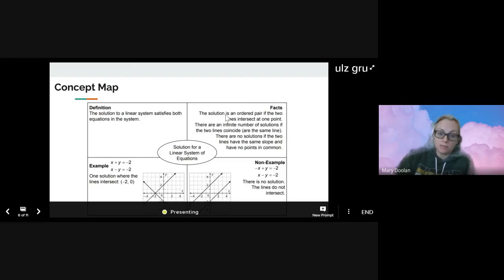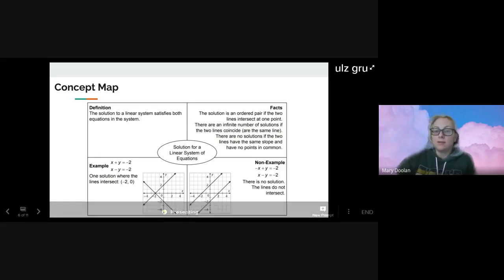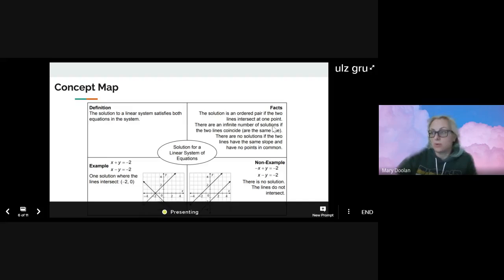Up here, the facts now. The solution is an ordered pair if the two lines intersect at one point, and that's what we've seen here in the example. There are an infinite number of solutions in the case where the two lines coincide, meaning they turn out to be the same exact equation. So if your system consists of two equations that are the same equation, then there are an infinite number of solutions is what we would write. And finally, there are no solutions if the two lines have the same slope and have no points in common. That's what we saw in the non-example.